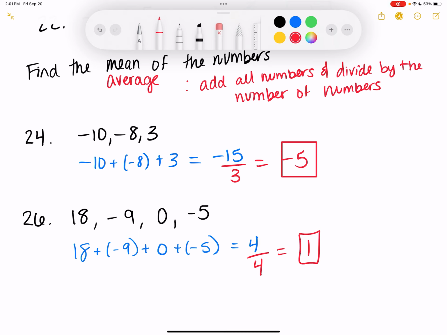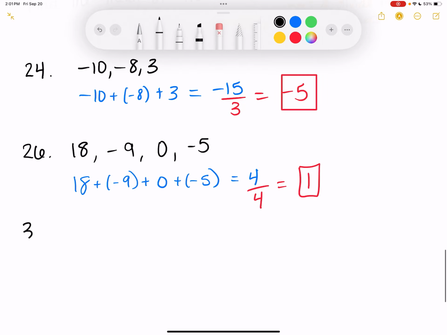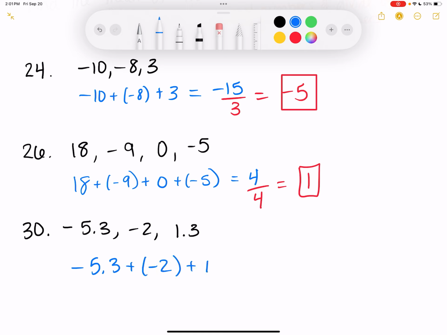All right, one more of these ones. 30, negative 5.3, negative 2, and 1.3. So I add them all up: negative 5.3 plus a negative 2 plus 1.3. What do I get when I add those all together? Negative 6. And then what do I divide by? It's 3, and then gives you negative 2. So that would be my mean for that one.